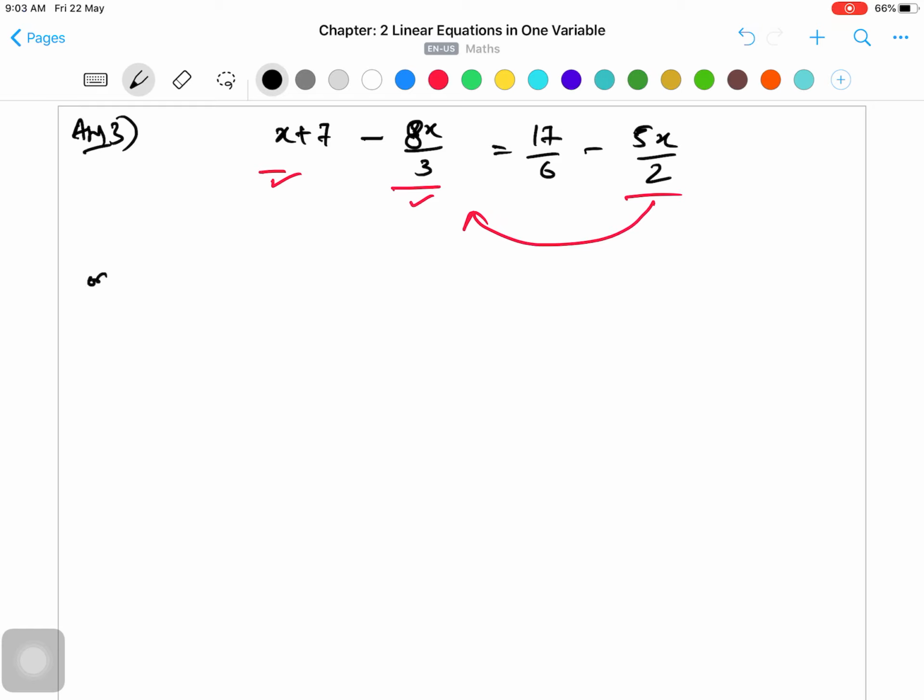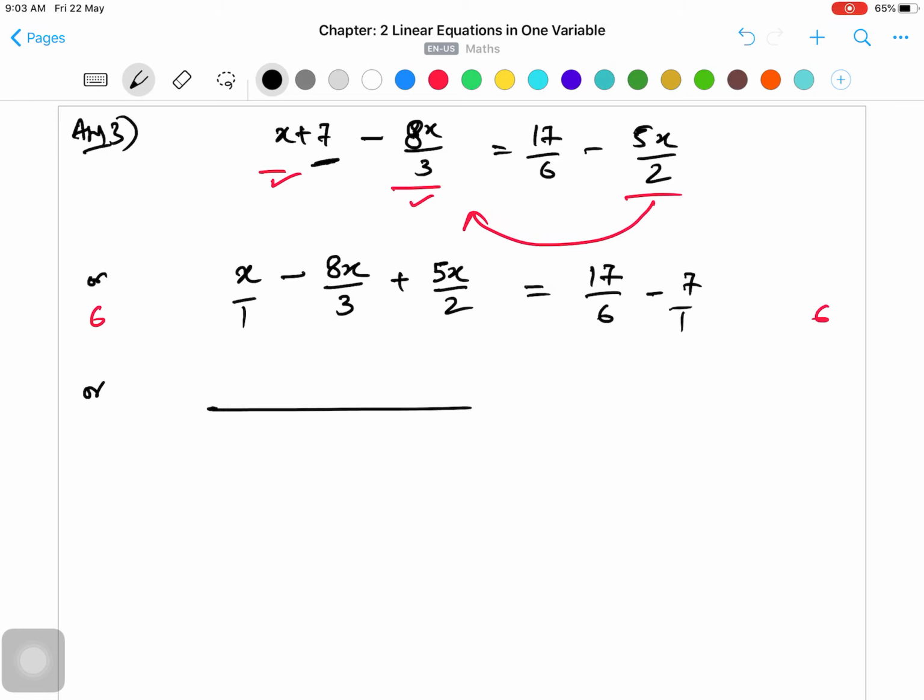So this will be x minus 8x by 3, and when you shift this 5x by 2 onto the right hand side, the left hand side will be plus 5x by 2. On the right hand side we have 17 by 6, and when we shift this plus 7 onto the right hand side it will be minus 7. By assuming 1 here, we'll take the LCM of 1, 3 and 2, that will be 6. Similarly LCM of 1 and 6 will be again 6. So on both sides we have LCM as 6.